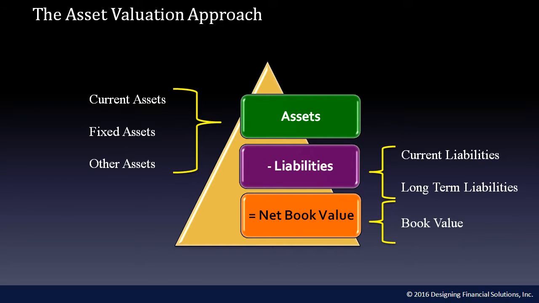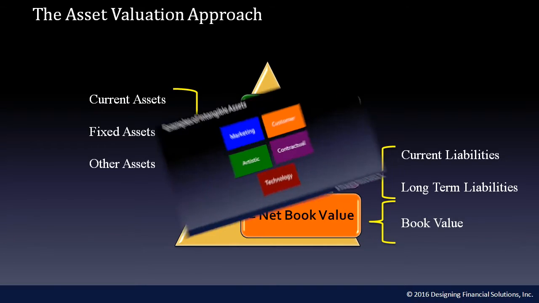Then current liabilities and long-term liabilities, and basically that's deducted for the net book value. And in looking at the balance sheet, the key thing there is that we look at what the true value of those assets is, and if there are any hidden liabilities or liabilities that have not been determined.